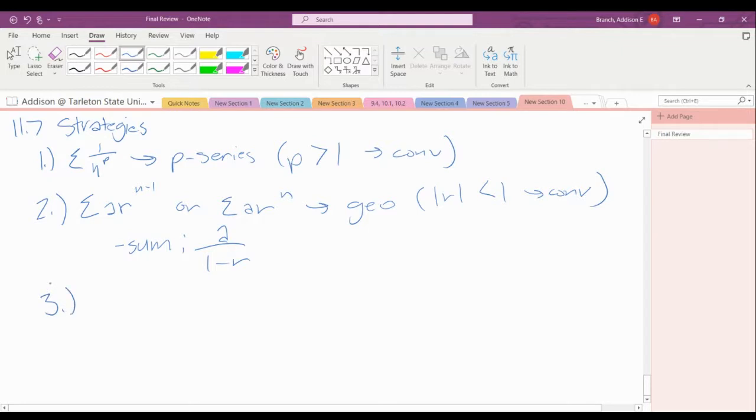The next thing it says, if your series is similar but not exactly to a p-series or geometric, go ahead and use your comparison test, because that'll usually be the easiest thing to do. And those, like I said, p-series and geometric, are pretty obvious whether or not they converge or diverge. They're very easy to compare with. So if you can use those, use those.